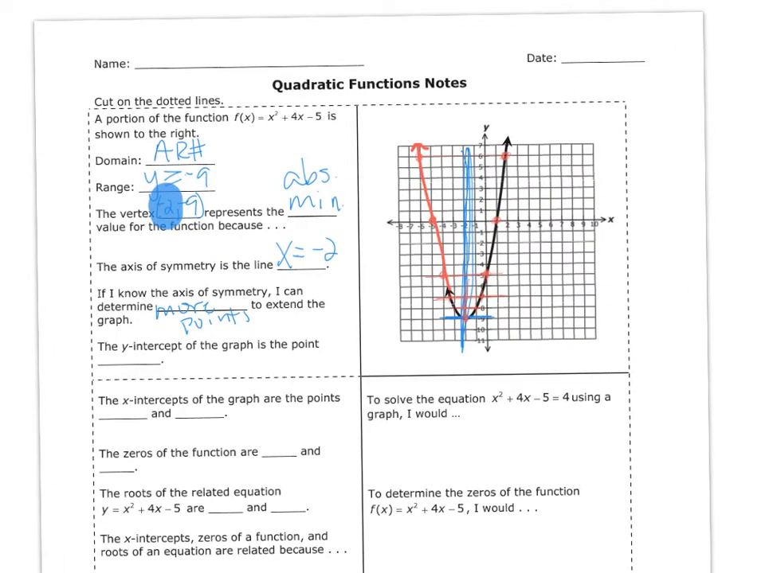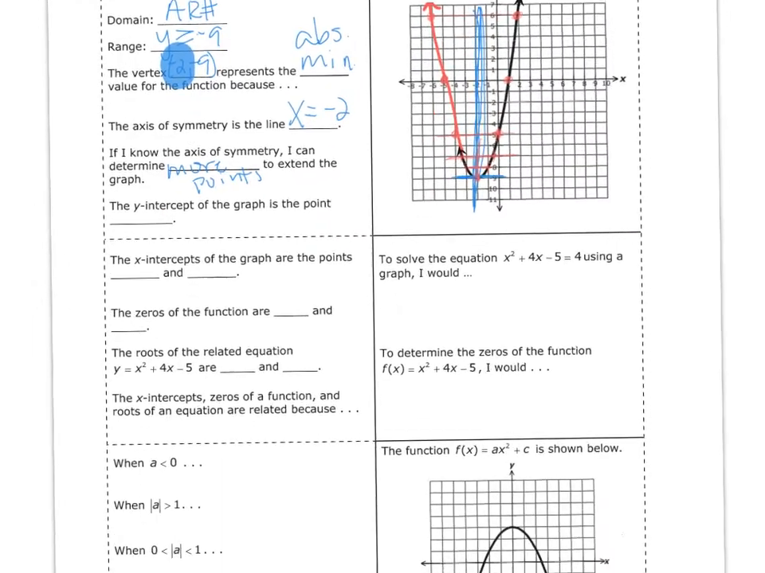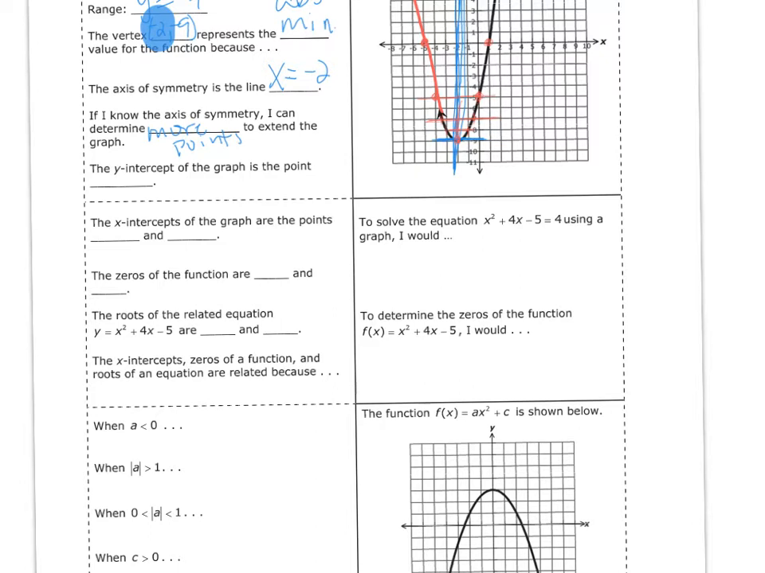Now we can continue looking at the next part. Okay, and answer these questions. The x-intercepts, oh, I'm sorry, forgot to finish at the bottom. The y-intercept of the graph is the point 0, -5. You can see that point right here.